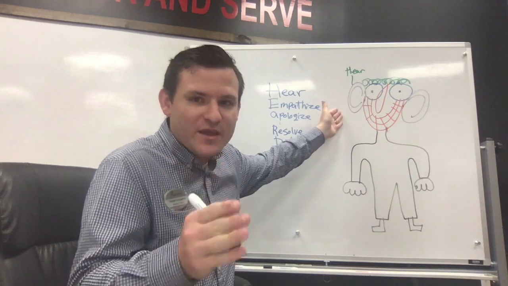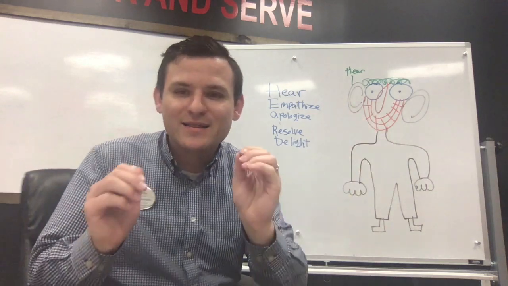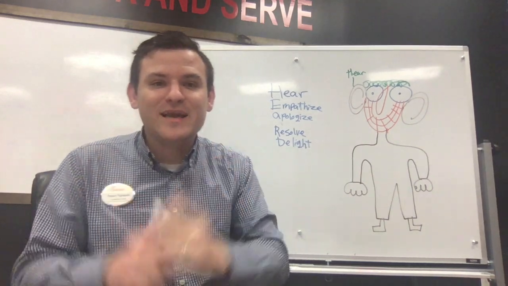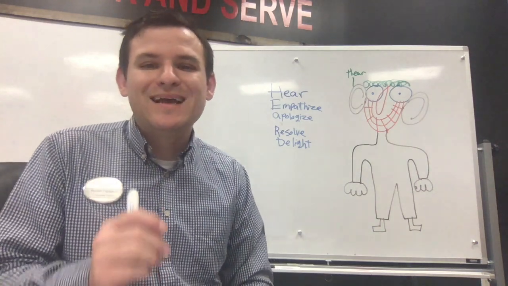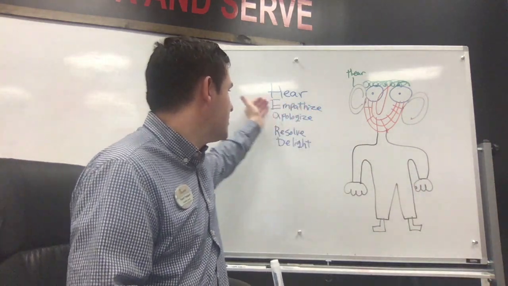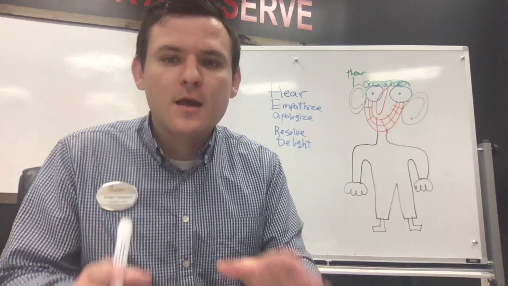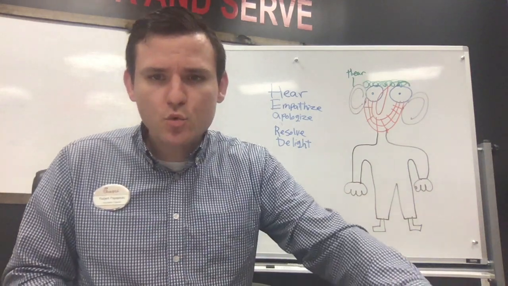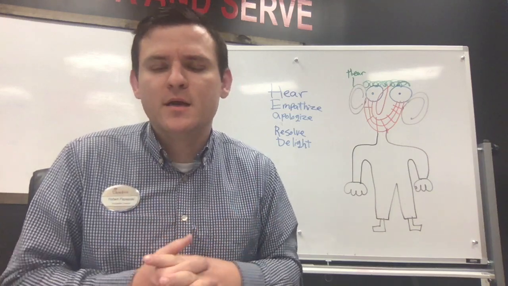There are some things that we can do with these ears, and some of those things are listening. That is the H. It's to actively listen to the concern that the guest is expressing. This is why Harry will be popping up to show us empathize, apologize, resolve, and delight. All of them.